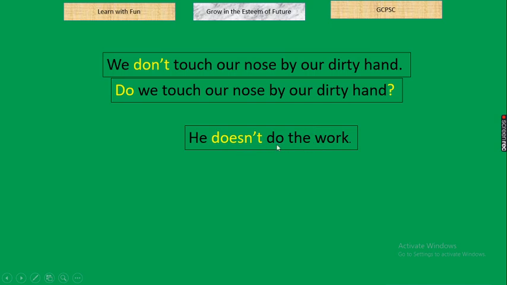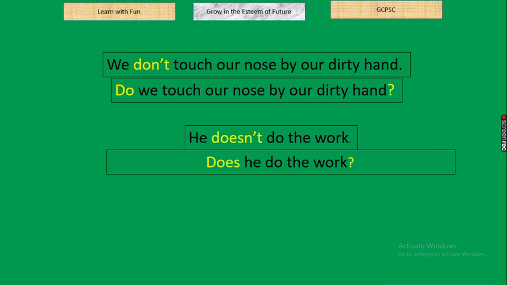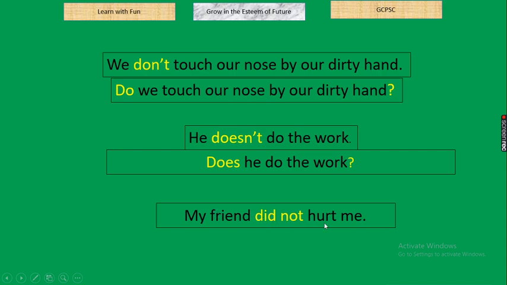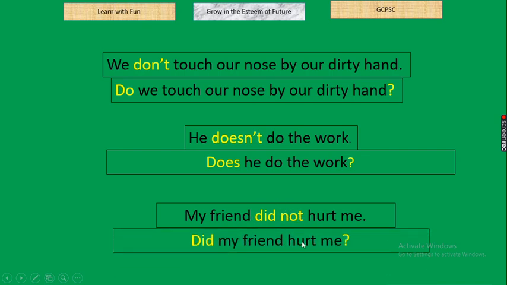He doesn't do the work. The negative word here is doesn't. That's why: does he do the work? In case of doesn't in a negative sentence there will be does, as it should be an affirmative interrogative. Next, my friend didn't hurt me. Did not is negative. So what will happen? Did my friend hurt me? Not will be removed, only did.